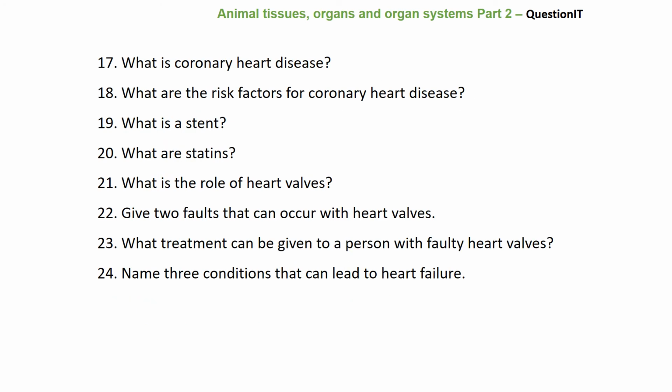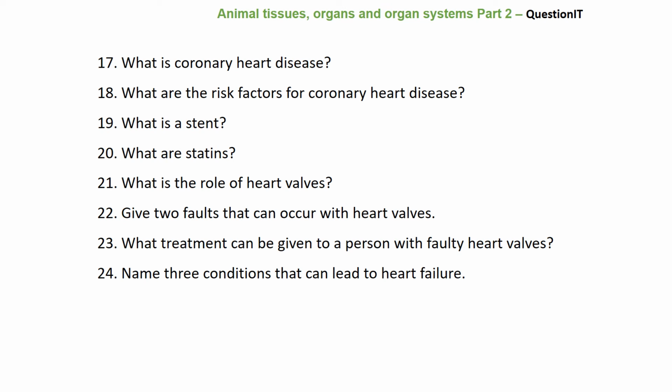Right, and the last section of questions. Question 17, what is coronary heart disease? Question 18, what are the risk factors for coronary heart disease? Question 19, what is a stent? Question 20, what are statins?